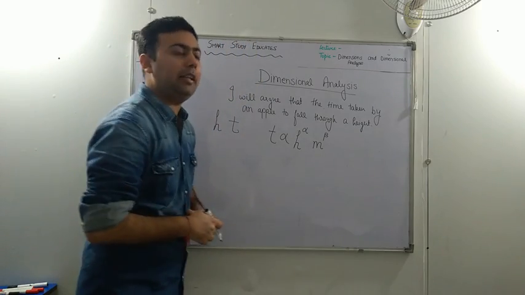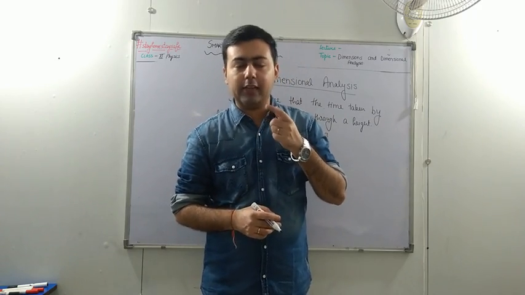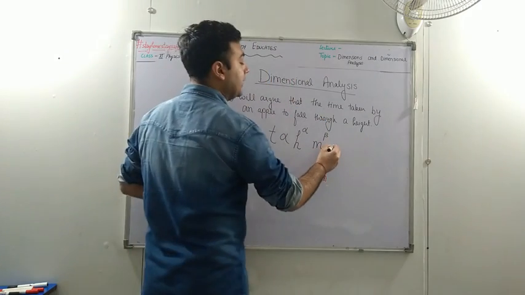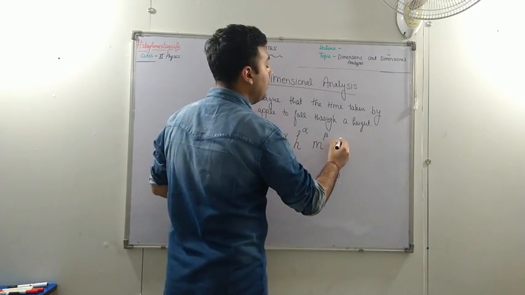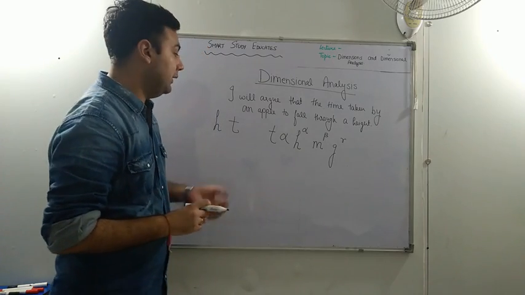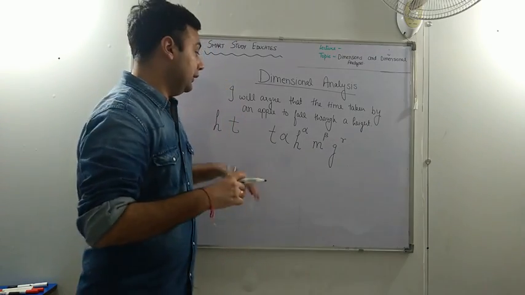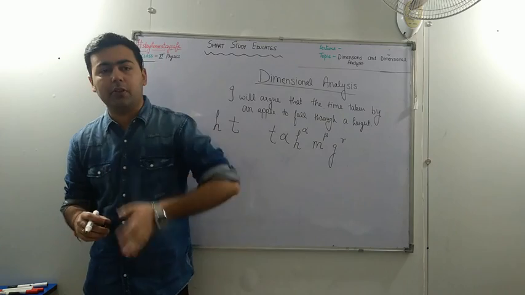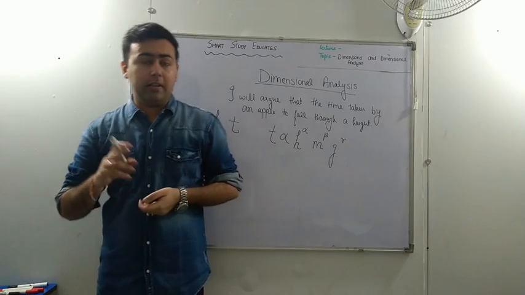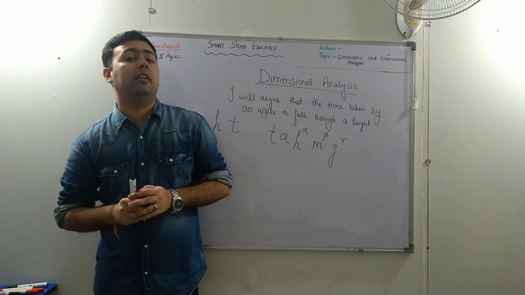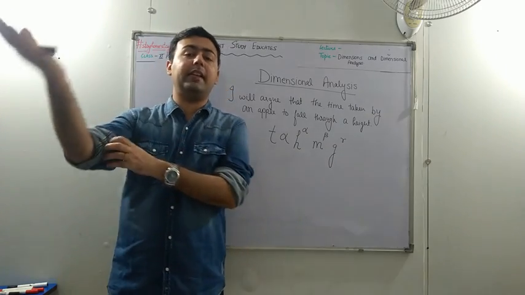And the last thing which I can argue is it also depends upon, let's say, acceleration due to gravity, because gravity is making it fall, so it is proportional to gravity to the power gamma. Again see, I am arguing, I am asserting, that the time taken by an apple to fall from a certain height is directly proportional to height to the power alpha, directly proportional to mass to the power beta, and directly proportional to g, acceleration due to gravity, to the power gamma.